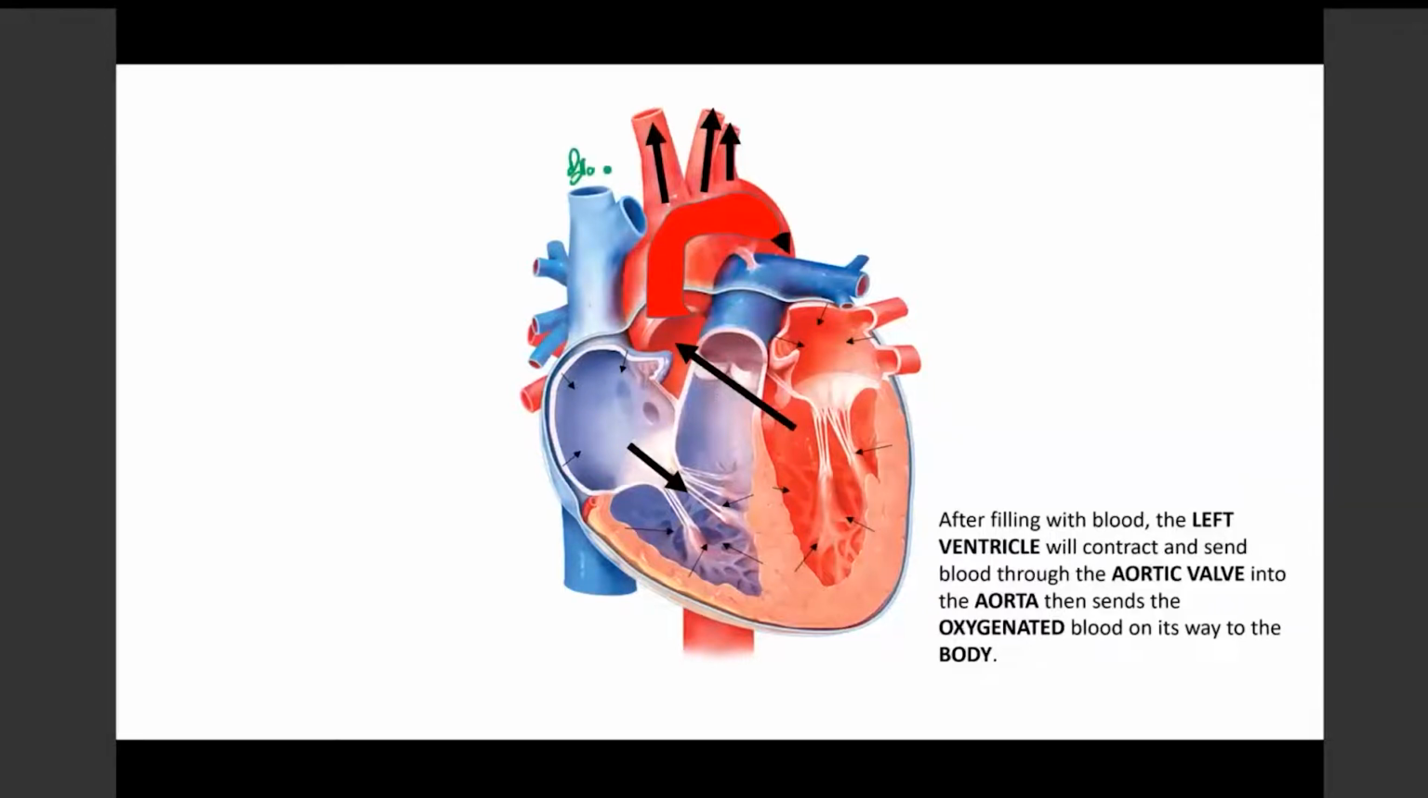Brachiocephalic, and then you have the left subclavian and left common carotid. I'll leave that up to you guys to determine which one that is. Don't want to get into all the vasculature just yet. Okay, so that's my slide on blood flow through the heart.